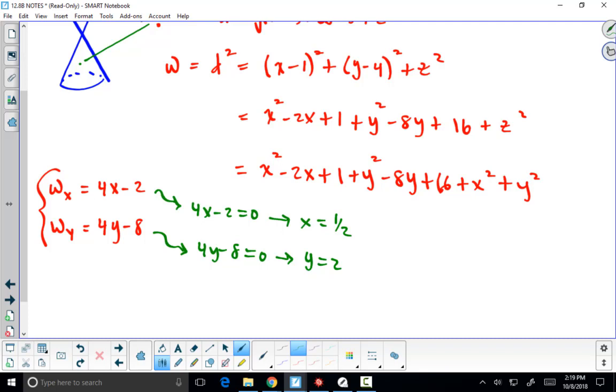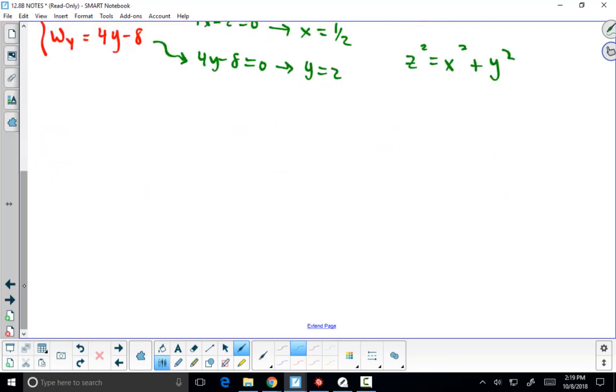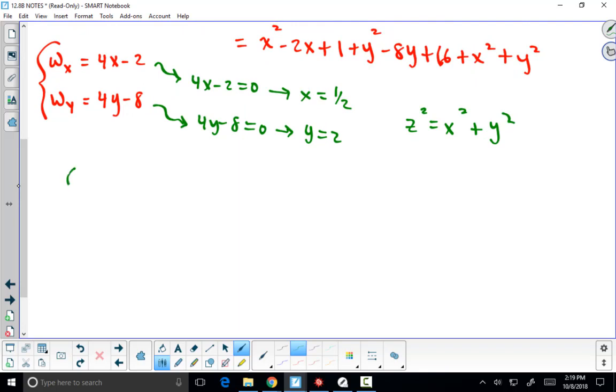Those are the x and y coordinates of the point or points. Now we have to find the z value. So z squared is equal to x squared plus y squared. So let's set up our little table. We're going to have x, we're going to have y, and when we plug into that equation right there, what do we get for z?